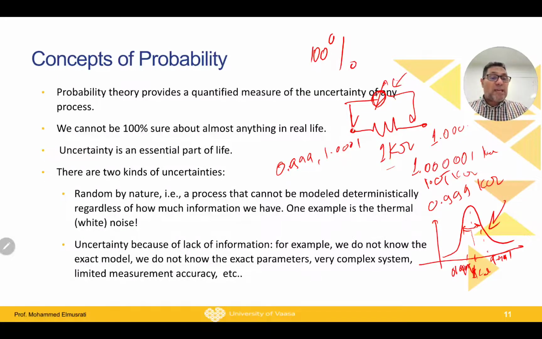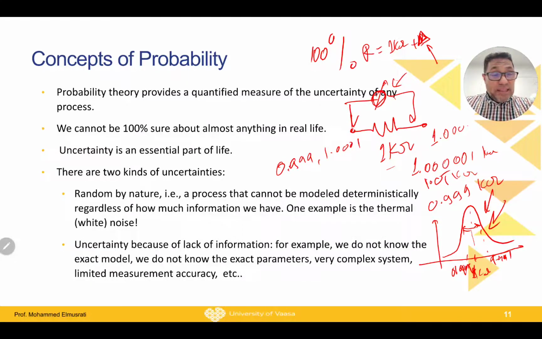So in this case, we can say, for example, about this resistance, that the resistance equals 1 kilo ohm plus, for example, delta. What is delta? Delta is the uncertainty about the resistance. So this will be the uncertainty, and it has some kind of distribution or behavior, as we will see later. Okay, are there other kinds of uncertainties?